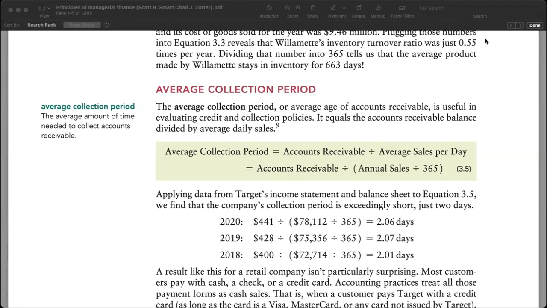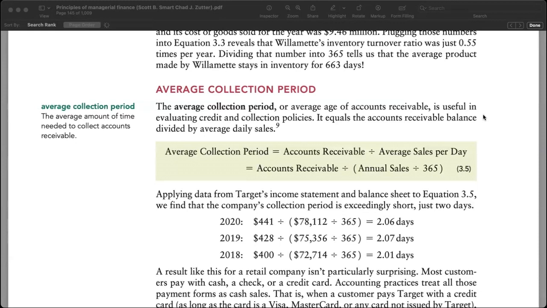78,112 divided by 441 equals 177.12. So 365 divided by 177.12. 365 divided by how much? Point? 2.06. Okay. So instead of calculating the average collection period directly, better you calculate the accounts receivable turnover first, then divide 365 by the accounts receivable turnover, you will get the same result.